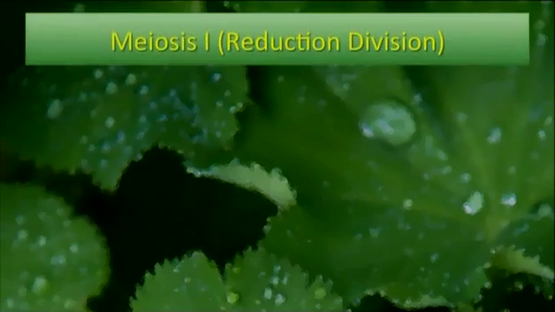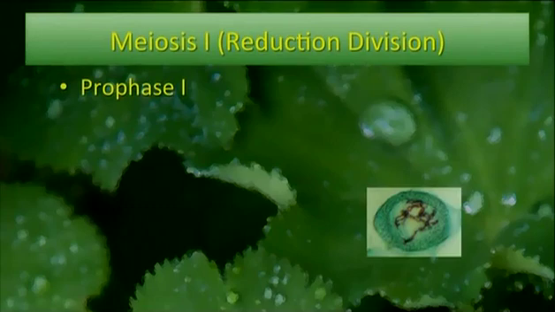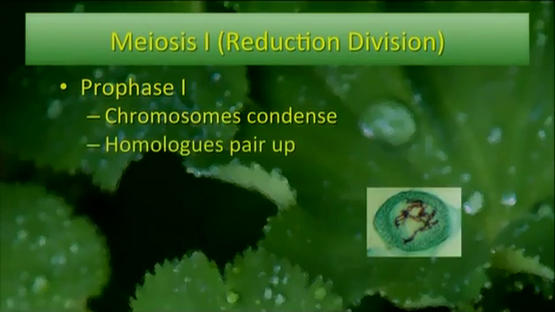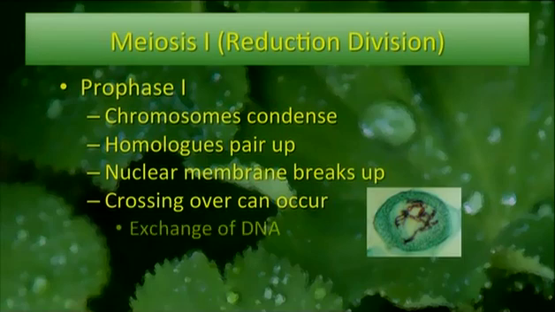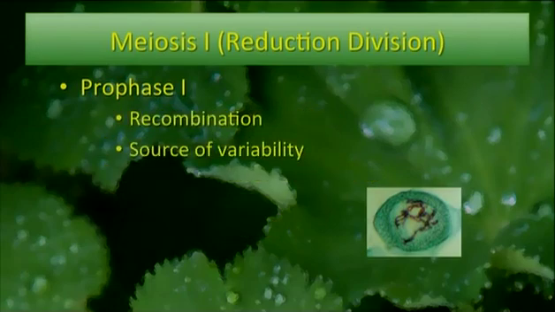During meiosis 1, sometimes called reduction division, you have prophase 1, where chromosomes condense and homologous chromosomes pair up. The nuclear membrane breaks down, and crossing over can occur between homologous chromosomes. That allows for the exchange of DNA, like we saw in that slide a couple of slides ago. So prophase 1 allows for recombination, and that's a source of variability. Another thing that happens during prophase 1 is that the spindle forms.